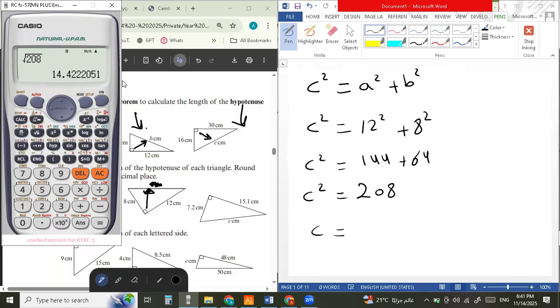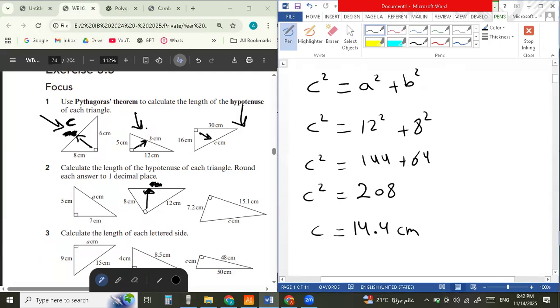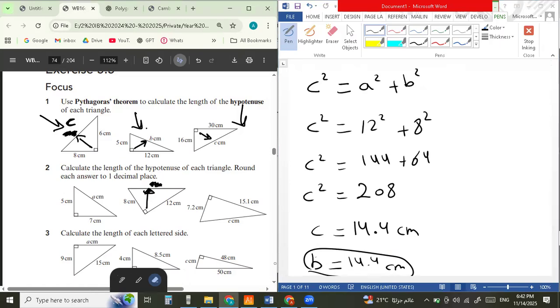Oh, mister, that's a big number. Shall I write all of it? Well, read the question. They said to round it to one decimal place. So this is exactly 14.4 rounded to one decimal place. C is 14.4 centimeters. Mister, they called it B. No problem. Make them happy. B equals 14.4 centimeters. Look, here the eraser, let me erase. They said that it's called B. Yes, make them happy and write at the end B equals 14.4, but don't let it confuse you.